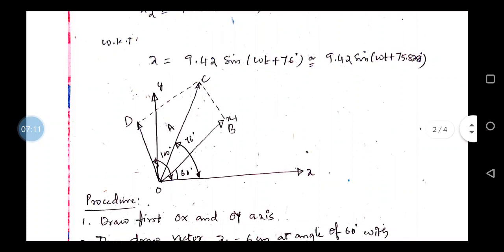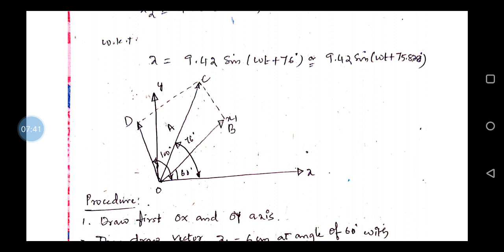Now first draw OX and OY axis and write the equation of x, that is 9.42 sine of omega t plus 76 degrees, or 9.42 sine of omega t plus 75.838 degrees. Both are correct. First draw the axis OX and then draw the axis OY.